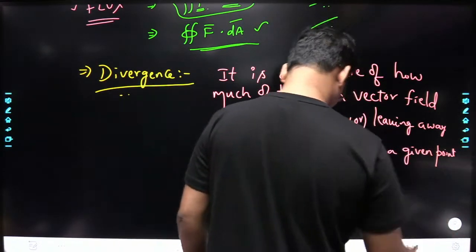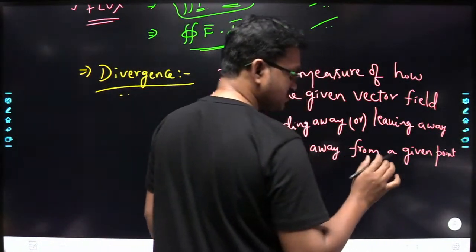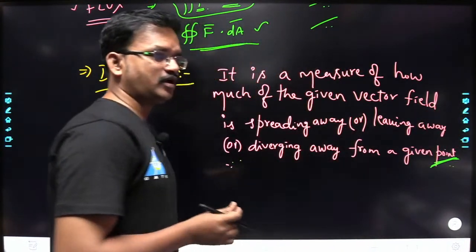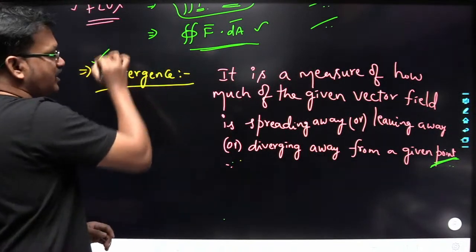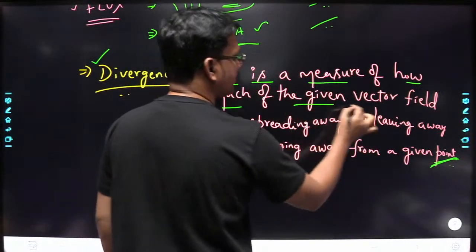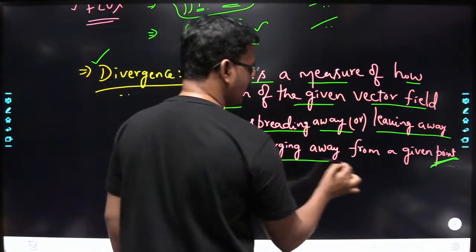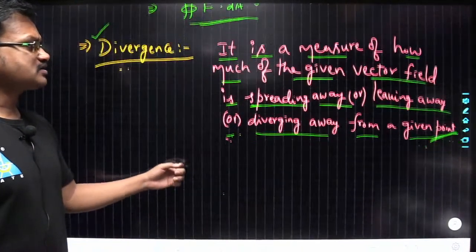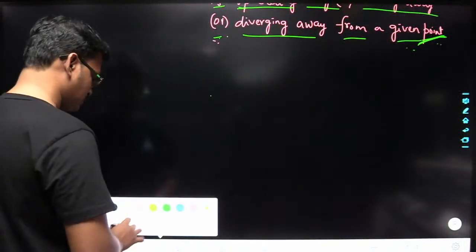Always remember this point: gradient, divergence and curl are all defined at a point. This point is very, very important. So divergence is nothing but a measure of how much of the given vector field is spreading away, leaving away, or diverging away from a given point. We have taken some examples in the previous session, which I will briefly explain.